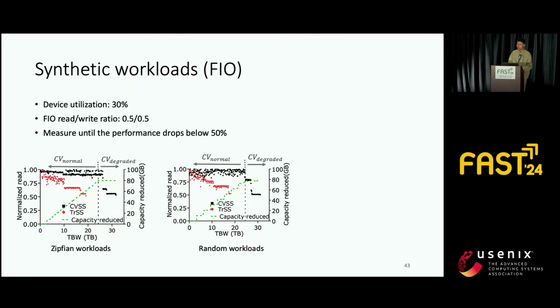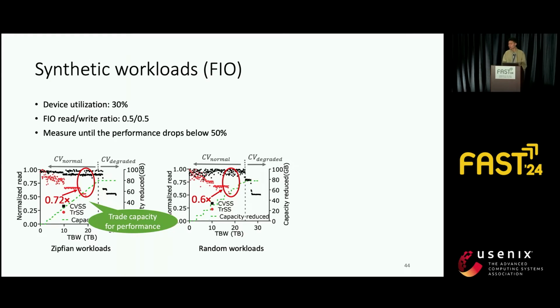The figure here shows the measured real throughput of a traditional storage system and a capacity-variant storage system under their different edge states in terms of the terabytes written. As the figure shows, in the capacity-variant storage system, the performance is maintained by trading capacity. Overall, CVSS outperforms the traditional system by up to 0.7 times with the same amount of host writes.